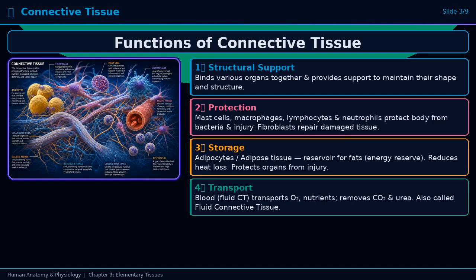Number 3, storage and transport. Connective tissue acts as a reservoir for fats. For example, adipocytes store excess fat. Blood, a fluid connective tissue, transports nutrients, metabolites, and oxygen throughout the body.